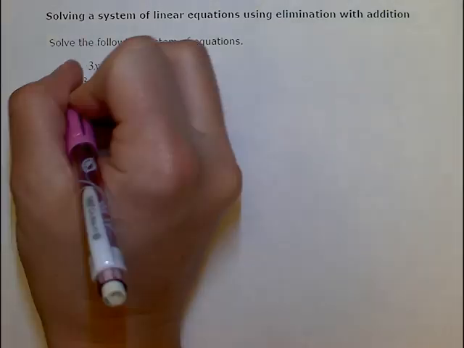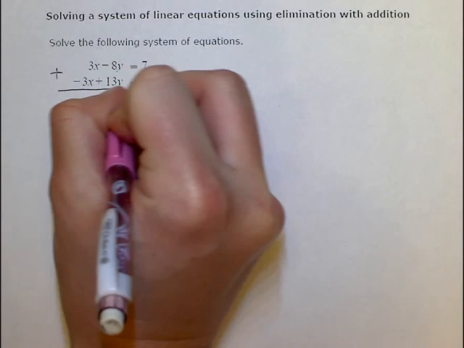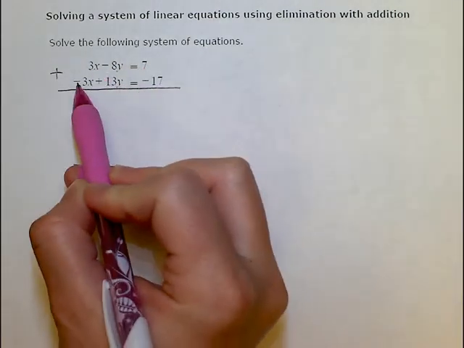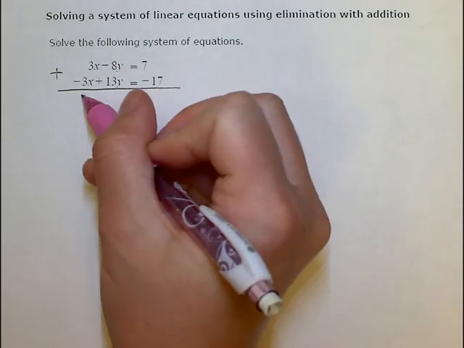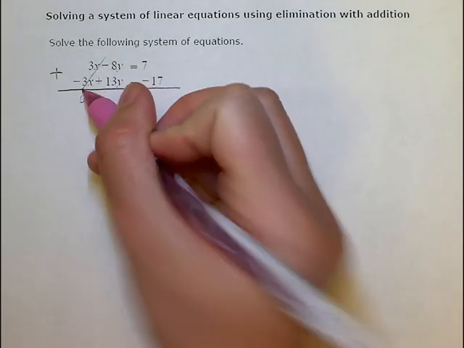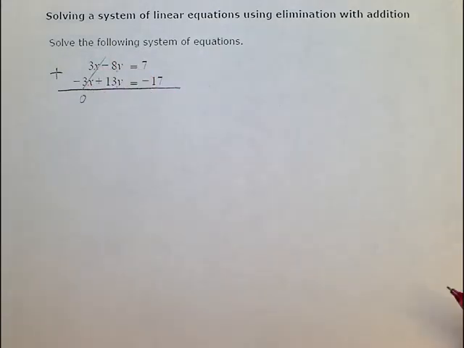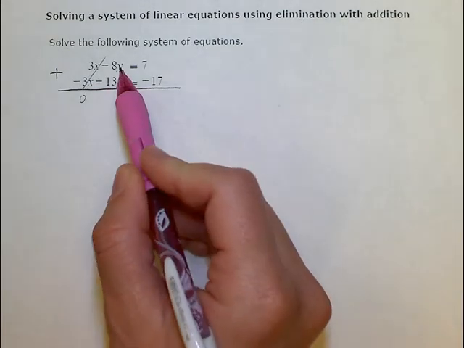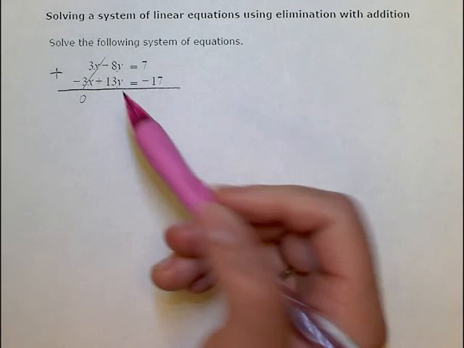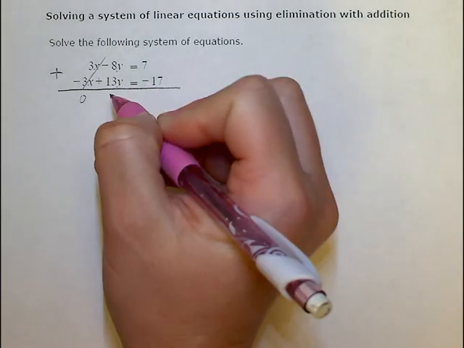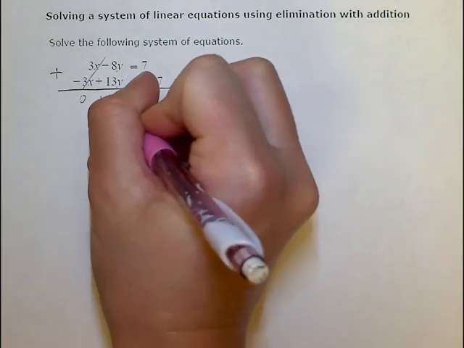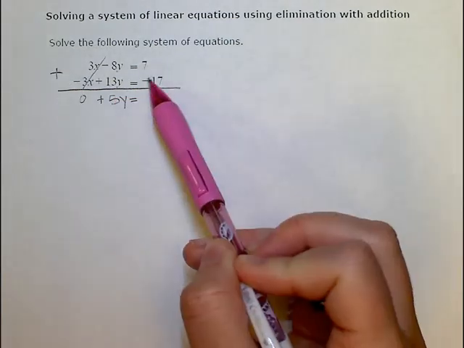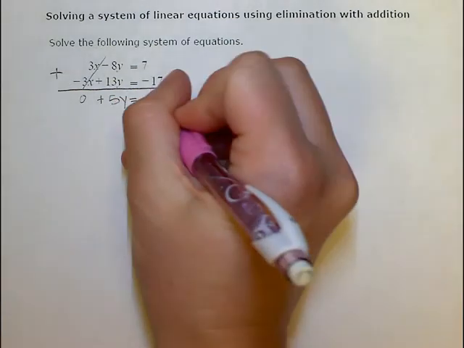So I'm just going to add these equations like this. So 3x plus a negative 3x is 0x. Those cancel, exactly like I wanted. That's why it's called elimination. Now negative 8y plus 13y is going to be positive 5y. Now 7 plus a negative 17 is going to be negative 10.